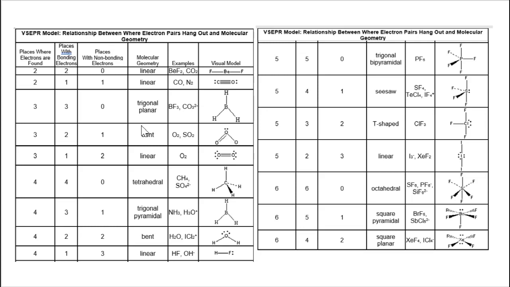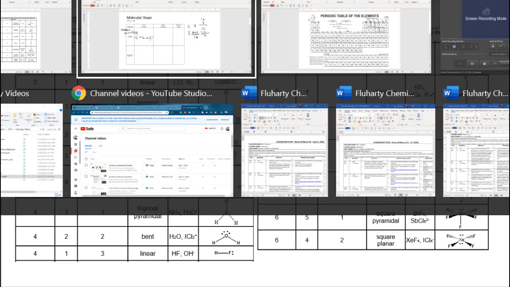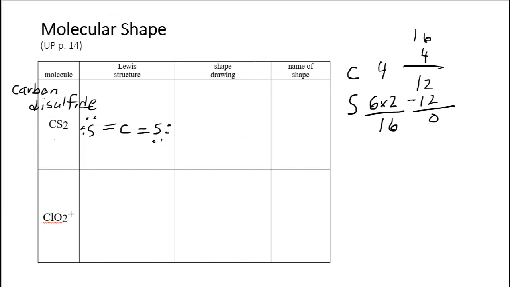The way you use this table is you start at the far left column. If you notice on the top, it says places where electrons are found. What that means is where are the electrons found around the central atom. So you start with the central atom. You look at the central atom and count the places where the electrons are found. The central atom here is the carbon.